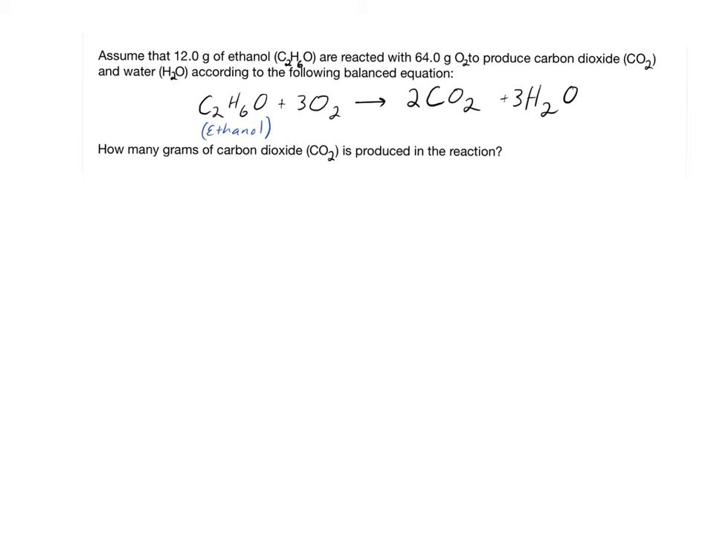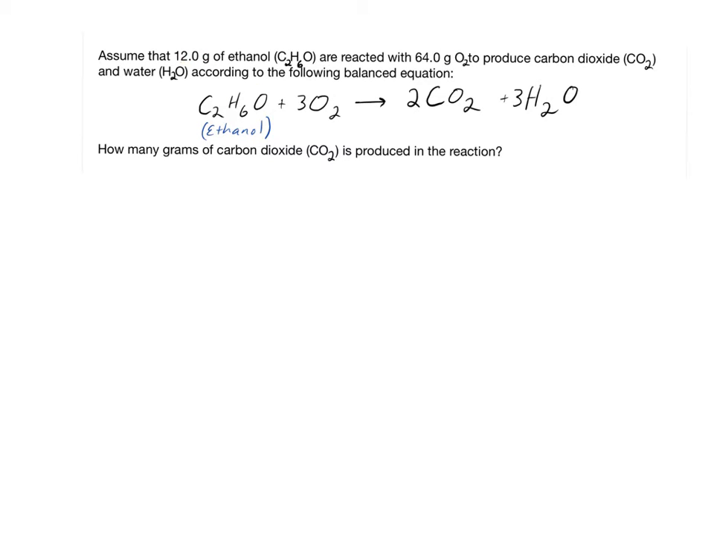Hi class. So what we're going to look at now is limiting reagents. Limiting reagents is when we are given the grams of both reactants, right? Or if we even have more reactants, if we're given more than one. So in this example, we're looking at the combustion of ethanol and oxygen, and we're given the grams of both.